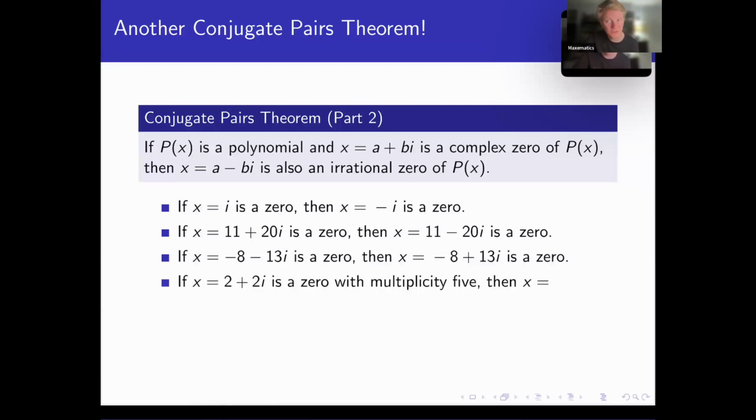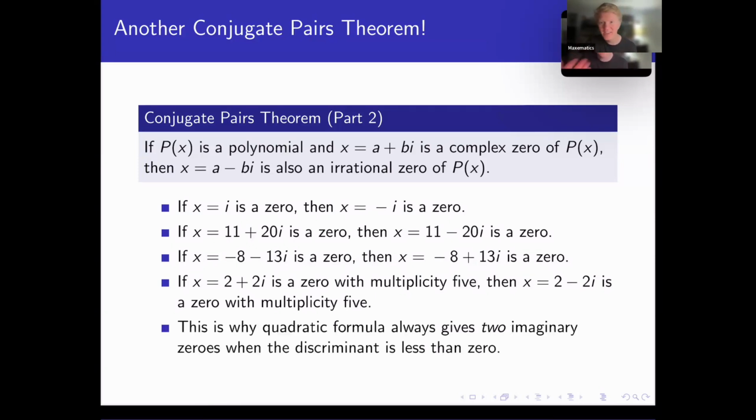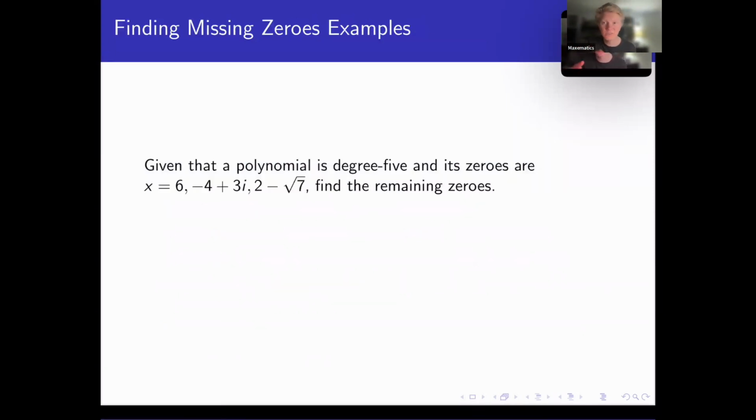If x equals 2 plus 2i is a 0 with multiplicity 5, then x equals 2 minus 2i is also a 0 with multiplicity 5. So when quadratic formula has two imaginary answers, it's always why there's two imaginary answers when the discriminant is less than 0. So all of this is kind of coming back to 1.3 when we initially learned quadratic formula. Okay, so let's just practice finding some missing zeros, but what we eventually want to do is construct polynomials, which is a lot more interesting.